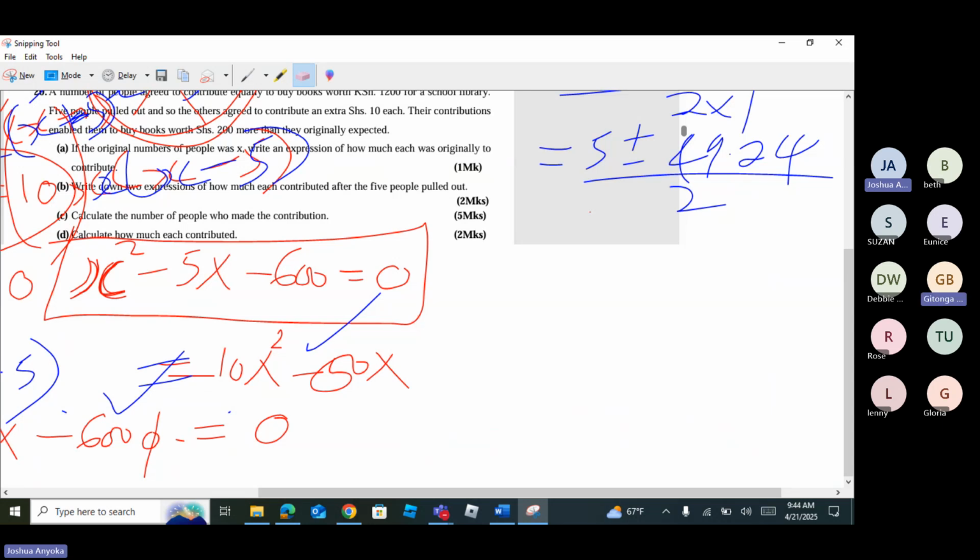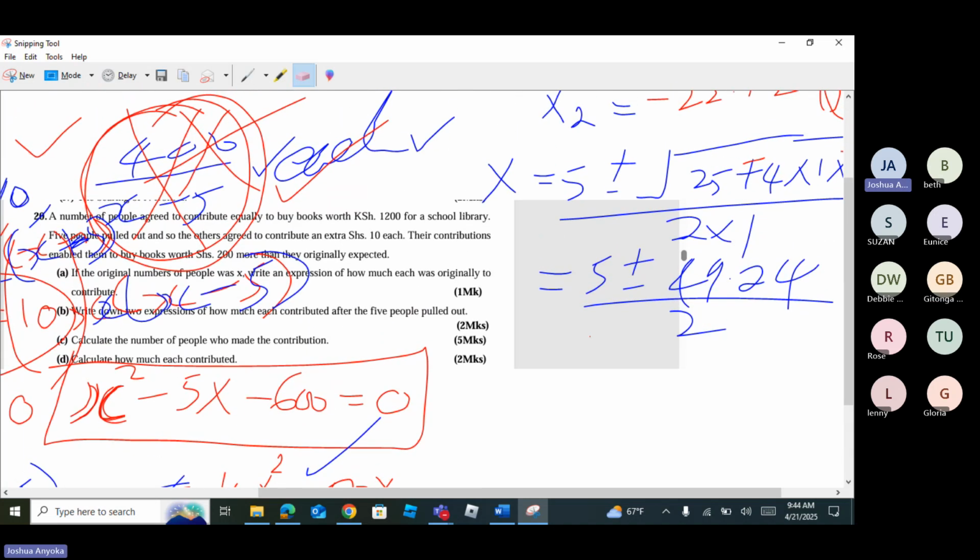Because we are talking of people, what if we use 27 as a whole? Then it's not exact. Okay, for now, let's use 27 because people cannot be decimals. X is the number of people, so we are supposed to have it as our own number.